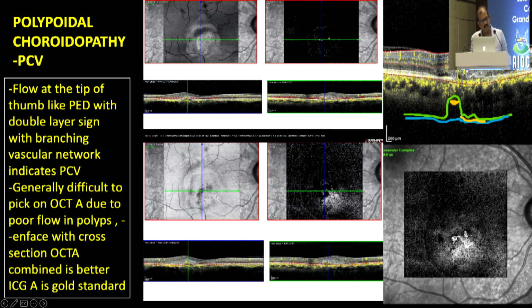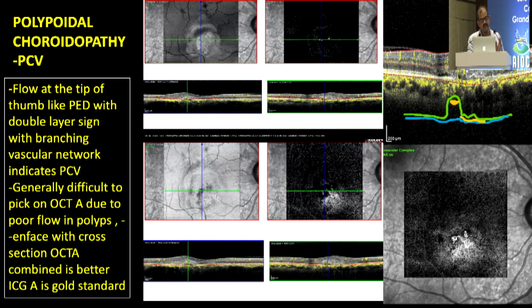For PCV, the gold standard for detection is still considered ICG, but since ICG is not available everywhere, OCT angiography and OCT images can also be utilized to detect PCV pathology quite reliably. Flow at the tip of a thumb-like PED with a double layer sign, along with a branching vascular network, is an indication that there is a possibility of PCV. It is generally difficult to pick up on OCTA due to poor flow in the polyps. The polyps that are present in PCV do not have good flow. That is why OCT angiography is not a first choice for detecting flow in PCV patients.